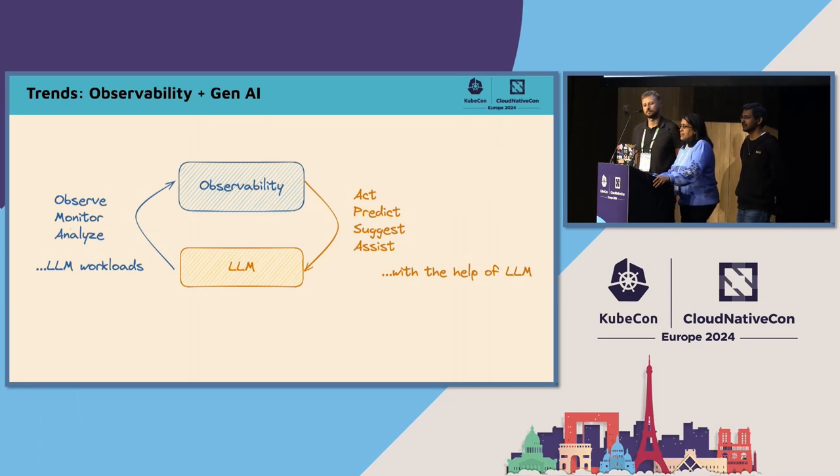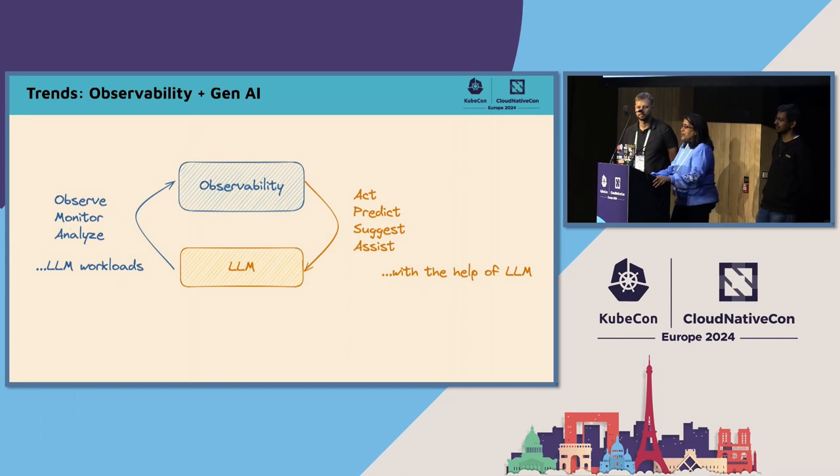So in this diagram, in the case of LLMs, you can use them for observability to act, predict, suggest, and assist. Similarly, LLMs can be observed, monitored, and analyzed with the observability frameworks that they work with. So again, it means different things to different people. From an observability perspective, LLMs can help a lot with root cause analysis.